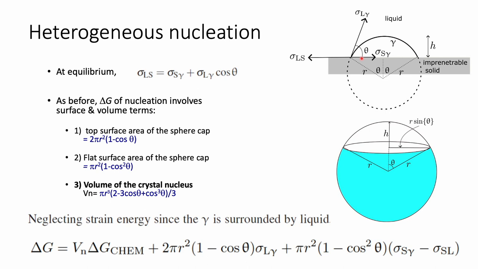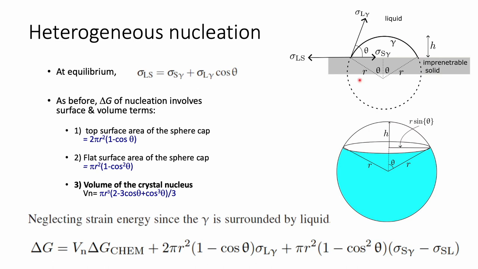So now, talking about the surface area and the volume of this sphere cap, we can calculate the top surface area of the cap, which is this part. We can also calculate the bottom part of this sphere cap, following this equation, okay? And then the volume of this sphere cap, Vn, follows this equation. So all of them, the top surface, the bottom surface, and the volume, link with the theta angle.